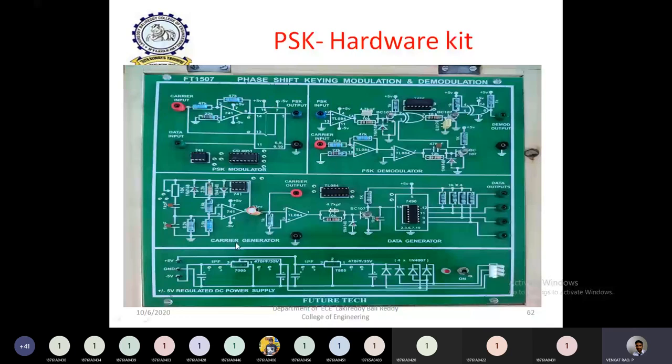You observe this block, there is a separate block which is named as data generator. From this data generator block, we can get 4 possible input digital data. If you observe this pin and connect it to the CRO, then you can observe the digital data as electrical pulses having positive and negative levels. Maybe this signal is after converting into NRZ format.